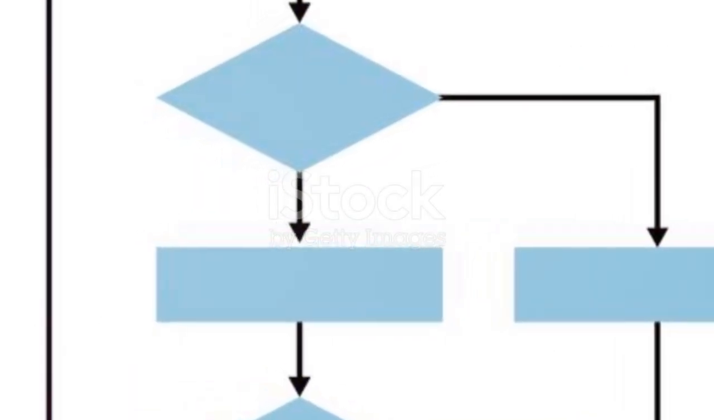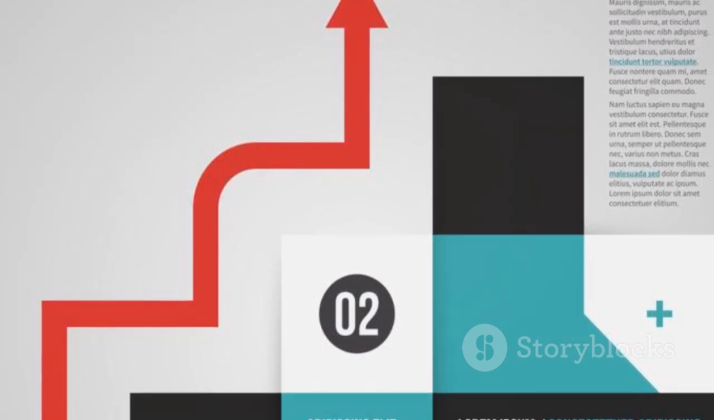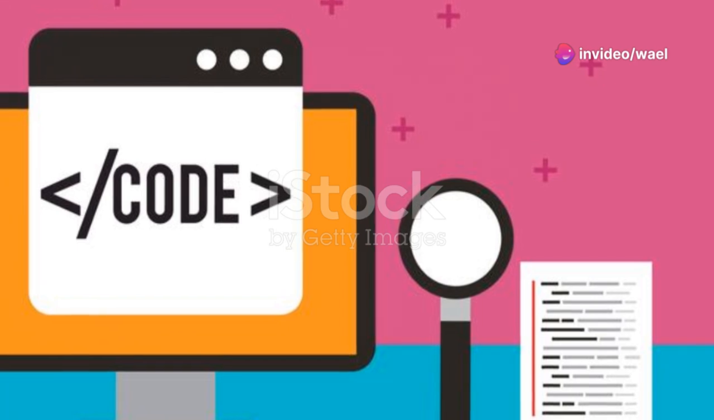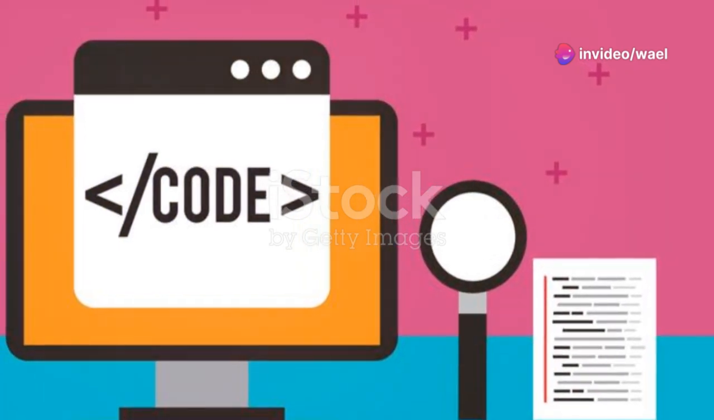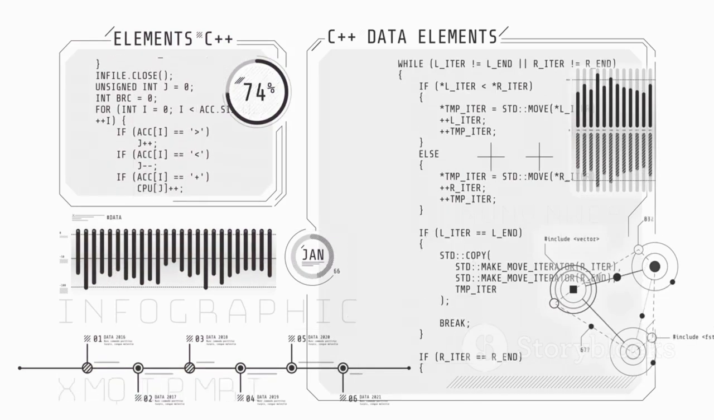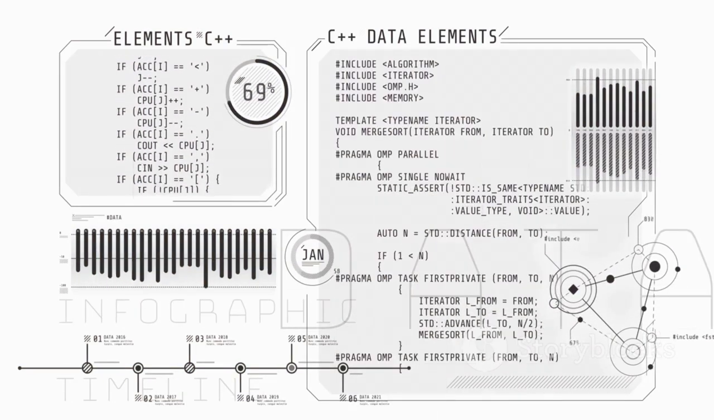Section 7. Conditional statements. Making decisions in programs. Conditional statements empower our programs to make decisions based on specific conditions. They introduce logic and control flow, allowing different blocks of code to execute based on whether certain conditions are met. The most common type of conditional statement is the if-else statement.